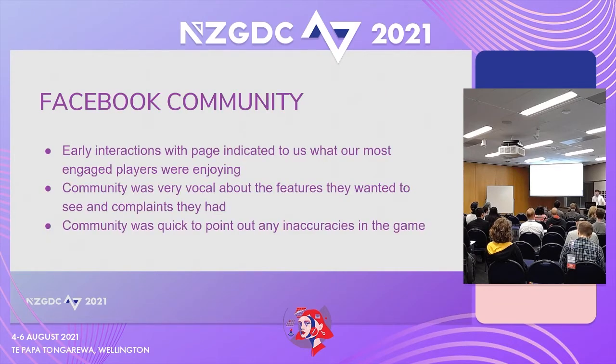So part of the overall marketing strategies, we'll have a community page where members of the game can come together and share what they're enjoying about the game, talk about the game, or in this case, just talk about horses. We found that early interactions with the page indicated to us what our most engaged players were enjoying. The community are very vocal about the features that they wanted and complaints that they had, and they were also quick to call out any inaccuracies that we had. And it turned out that they just loved talking about horses.